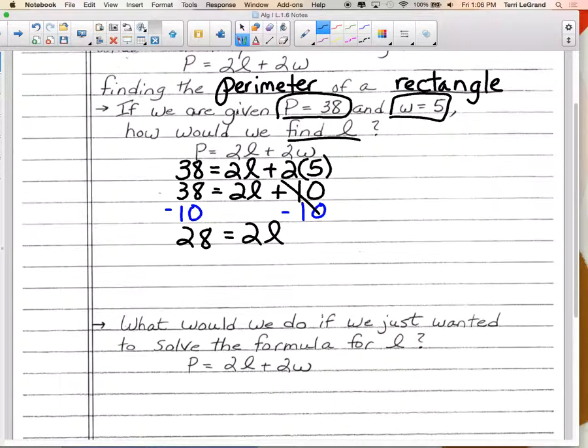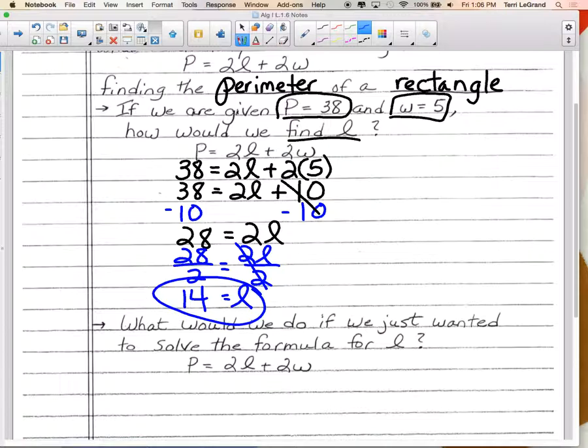Now what would be our next step? Divide both sides by 2. Now we would divide both sides by 2 because that's what L is being multiplied by. And we can say our length is 14.